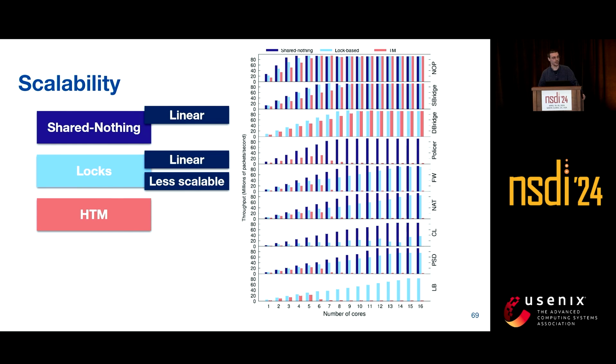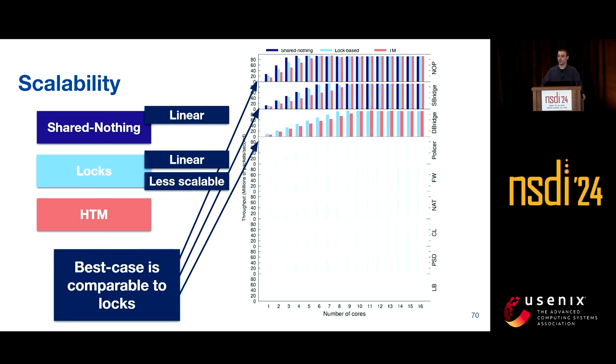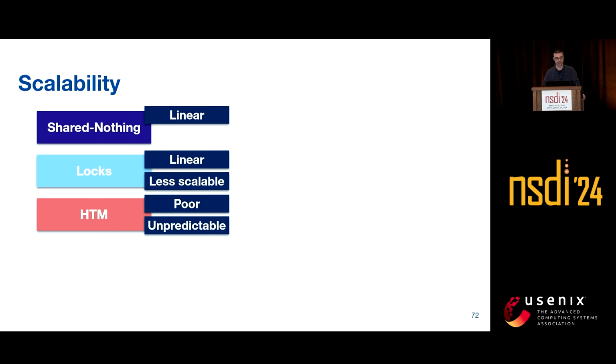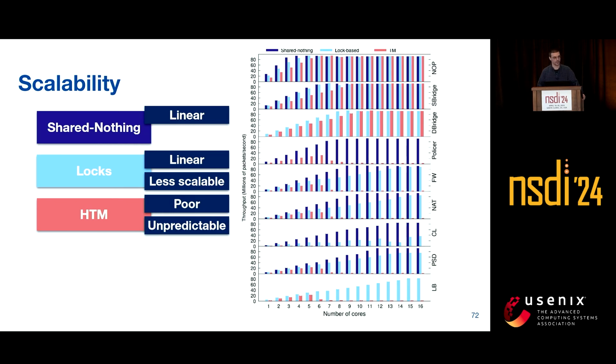Finally, let's take a look into hardware transactional memory approaches. We can see that for very simple NFs, these are comparable with the lock-based implementations. But for all the other ones, they are otherwise unpredictable or worse than locks due to the high amount of transaction aborts. The main conclusion from these results is that hardware transactional memory, at least for the NF domain, scales poorly and is very unpredictable in terms of performance.